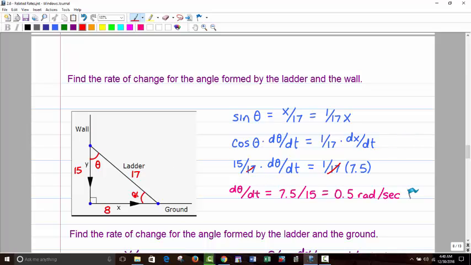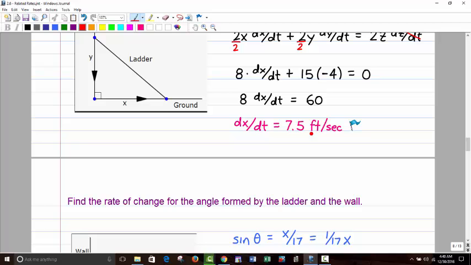Now, here's where you take the numbers into consideration. This is where all numbers are fair play, just the ones you need. You only need 2 of them. On the right side, you have to use variables, like that dx dt, because it's a rate of change. But cosine of theta literally is just taking it off your triangle. Cosine of theta would be 15 divided by 17. D theta dt is my unknown. So we have a 1 over 17 here. Dx dt is what we found right there, 7.5.